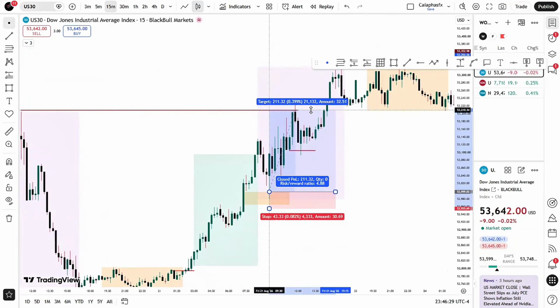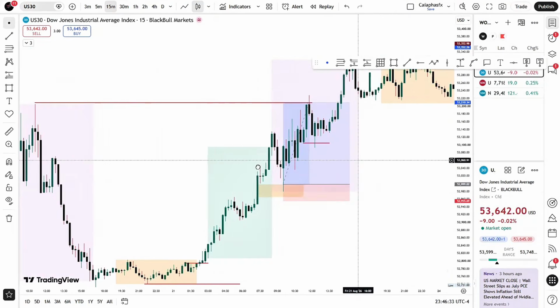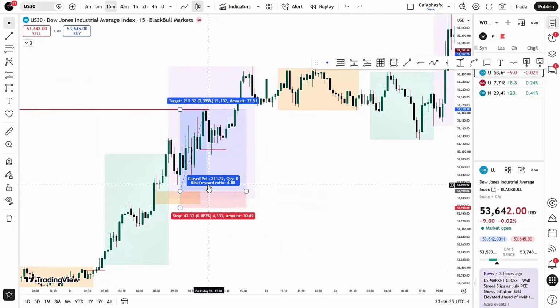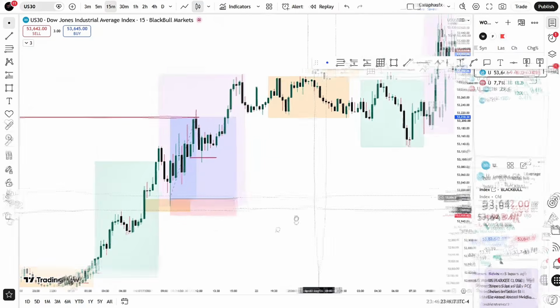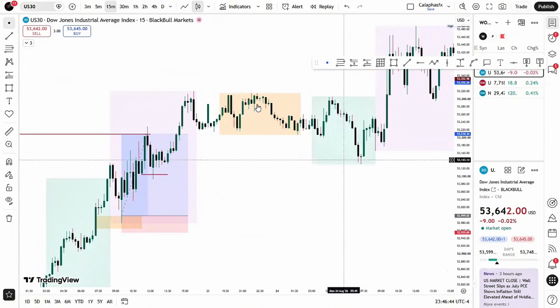And then targeting this high here. Right, so this was 4 is to 5, or 4 is to 8, almost 5. And then we had London manipulation. So this is a good example of what I was saying.